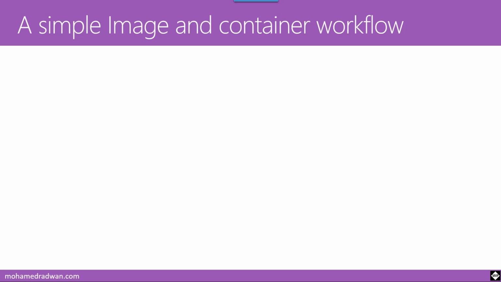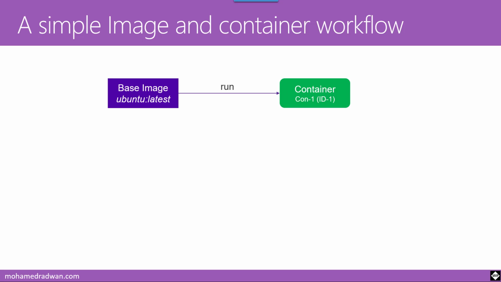A simple image and container workflow. Look at, for example, this base image based on the Ubuntu latest version. If I run this image, now I will have a container, which is container 1 with a specific ID, let's say ID 1. Now I can make any changes to this container, and these changes will only exist in container 1, which has the ID 1, and all those changes do not exist on the base Ubuntu image.